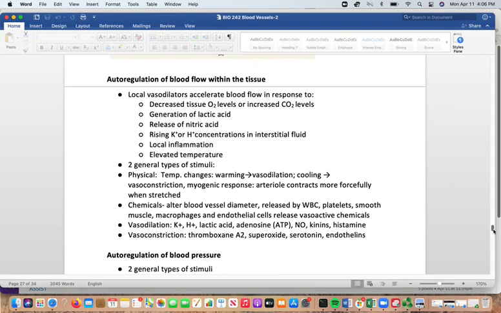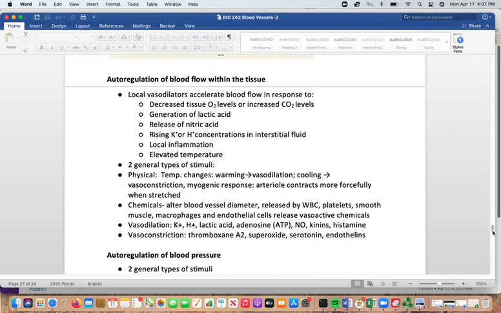So the myogenic response: the arteriole is going to contract more forcefully when it's stretched. We can also have chemicals that influence this. They'll alter the blood vessel diameter. These can be released by blood cells, platelets, smooth muscle, macrophages, and the endothelial cells. They can release vasoactive chemicals. Vasodilation can be triggered with potassium, hydrogen ion, lactic acid, ATP, nitric oxide, kinins, and histamine. Vasoconstriction can happen from thromboxane A2, superoxide, serotonin, and the endothelins.